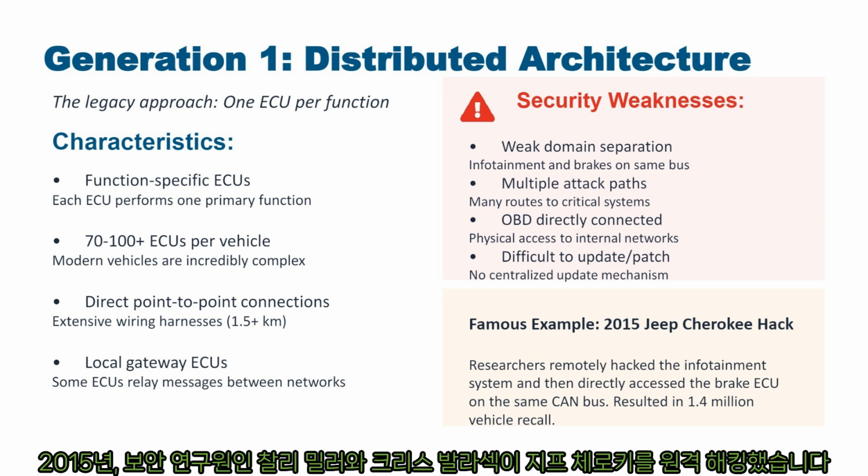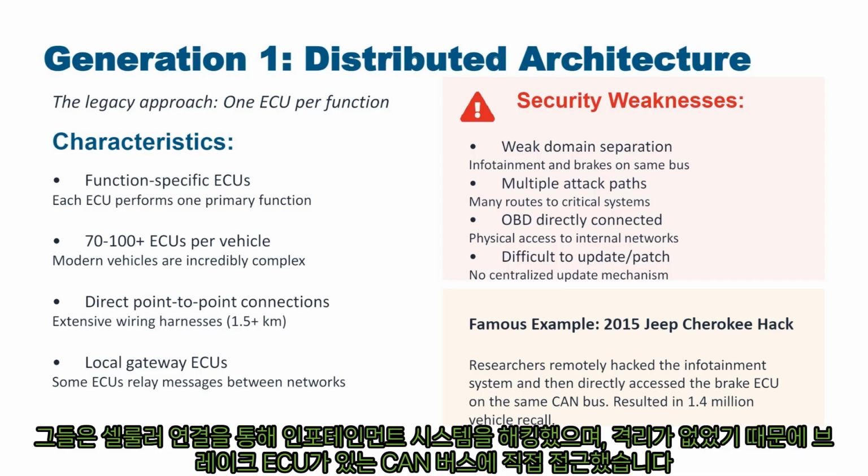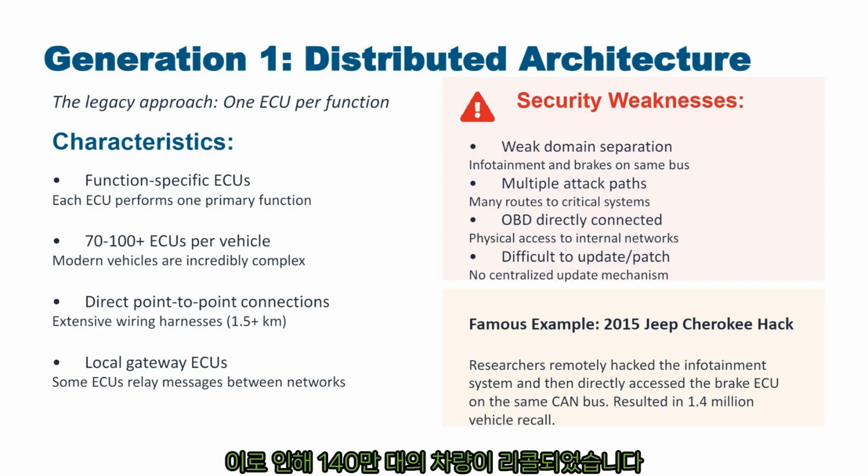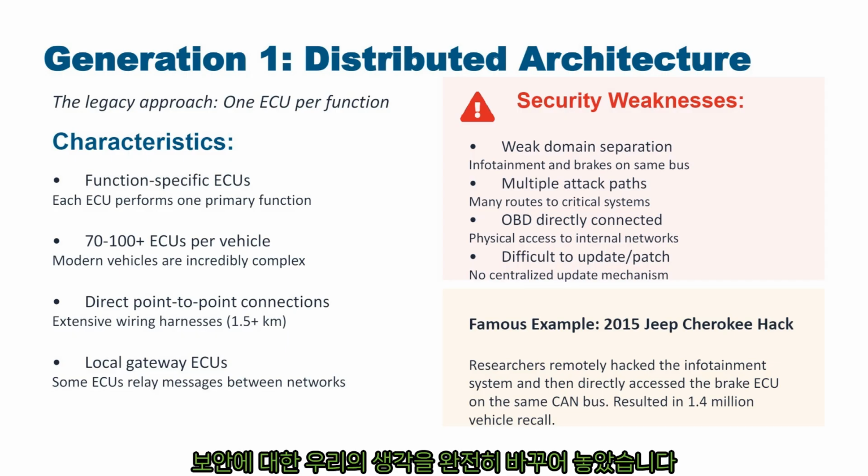Now, the famous example at the bottom. In 2015, security researchers Charlie Miller and Chris Valasek remotely hacked a Jeep Cherokee. They compromised the infotainment system through a cellular connection, and because there was no isolation, they jumped directly onto the CAN bus where the brake ECU was sitting. They could control the brakes, the steering, everything. This resulted in a recall of 1.4 million vehicles. This wasn't theoretical. This was real. And it changed everything about how we think about vehicle architecture and security.